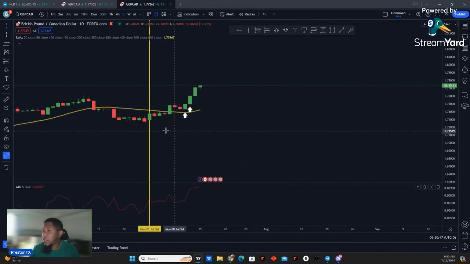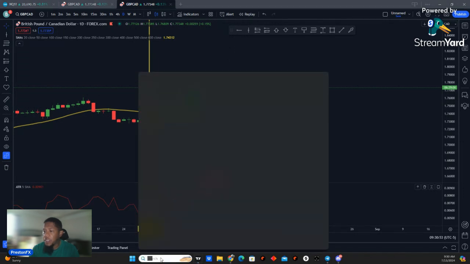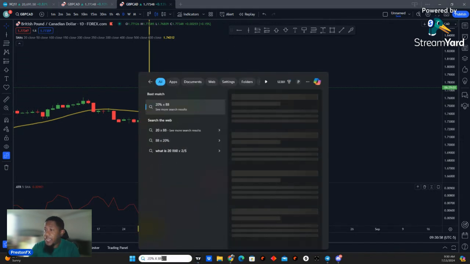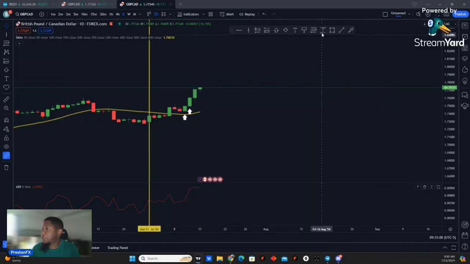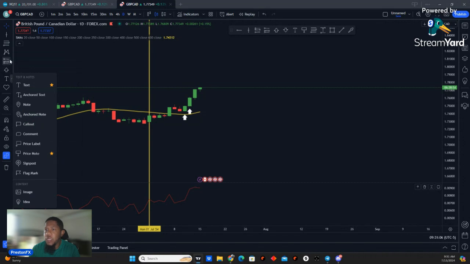All right, now we look at the second setup. This pair says 88. So we're looking at 20% times 88, and that's 17 points. So if you look right here, we go to the price range tool. Where's the price range tool at? I'm tripping.